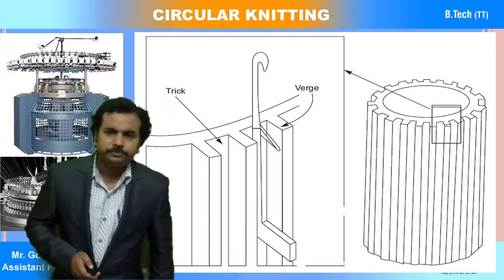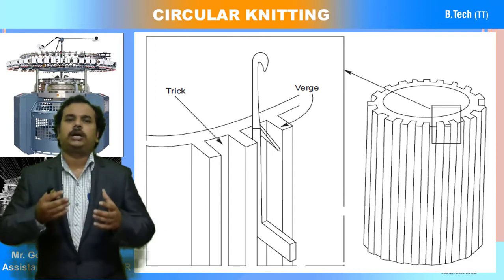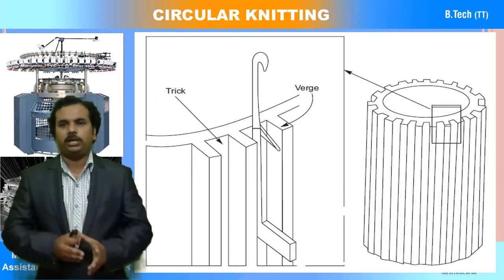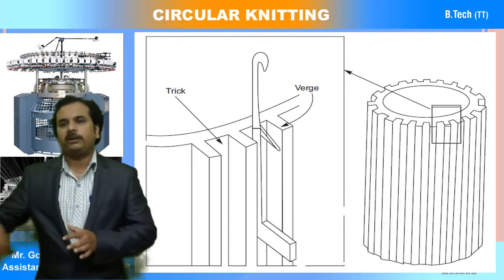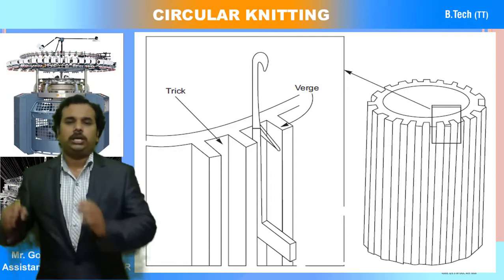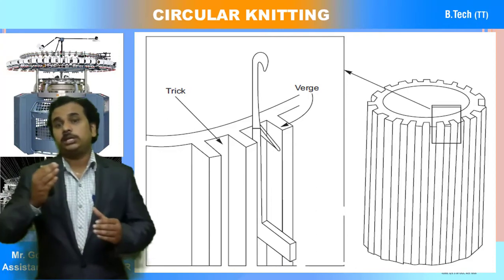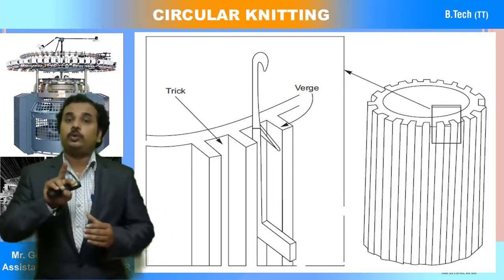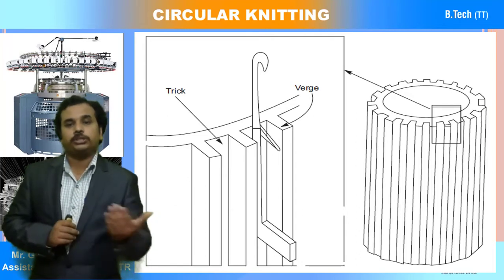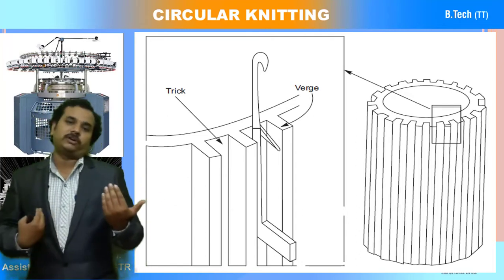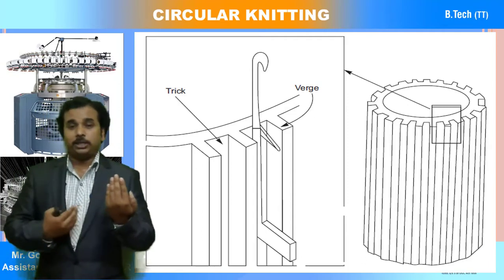You can see here I have given the wedge part and the trike. In the trike we have a needle. If you see the overall picture, on the outer periphery of the cylinder there are trikes, and in the trikes there is a needle. This is how the needle is mounted on the cylinder trikes. Now also observe the needle butt: the butt is projected towards the outside of the surface.